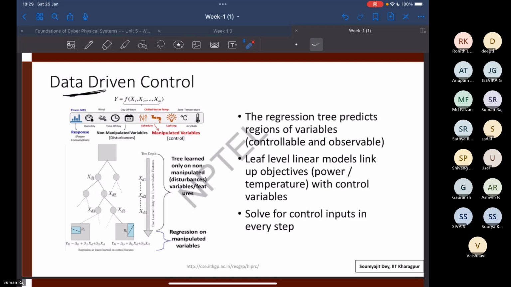So if you have some kind of function, right? Will this class be uploaded as a video? Yes. So you have a function, then you have x1, x2 until xm, which are basically the different features.